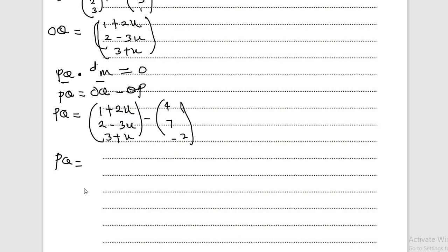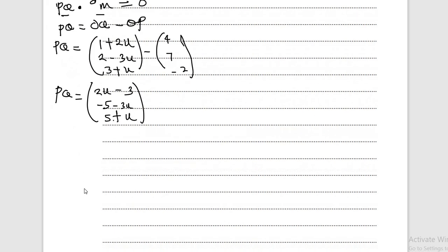So PQ is 1 plus 2 mu minus 4. I think I'm going to get 2 mu minus 3. 2 minus 3 mu, that's minus 5, minus 5 minus 3 mu. This one will give us 5 plus mu. This is PQ: 2 mu minus 3, minus 5 minus 3 mu, 5 plus mu.